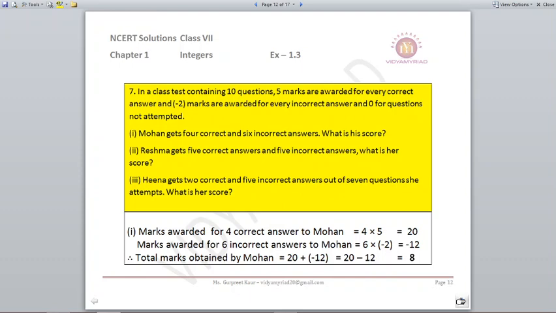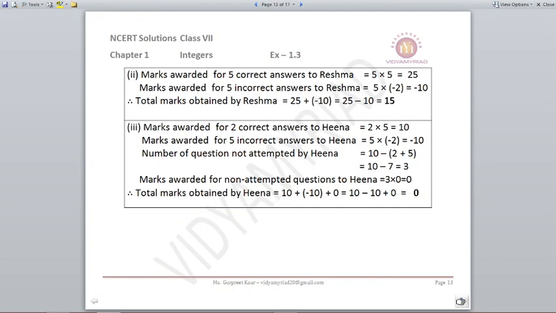Now the second part, they are saying Reshma gets 5 correct answers and 5 incorrect answers. What is her score? Let us see. Now 5 will be multiplied by 5, because there are 5 correct answers and 5 marks are given for the correct answers. So 5 into 5 is 25. Marks awarded for 5 incorrect answers is minus 2, so 5 multiplied by minus 2 is minus 10. So total marks obtained will be 15, because 25 minus 10 is equal to 15.